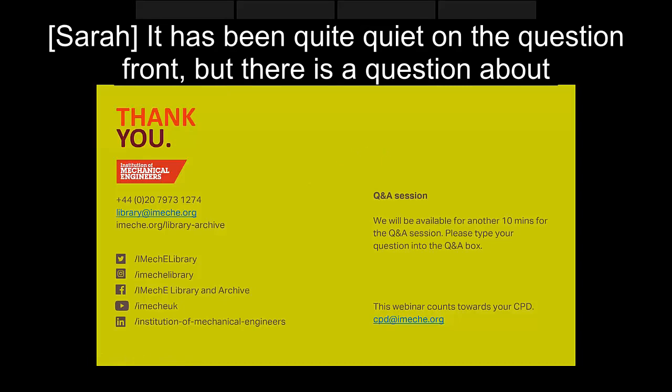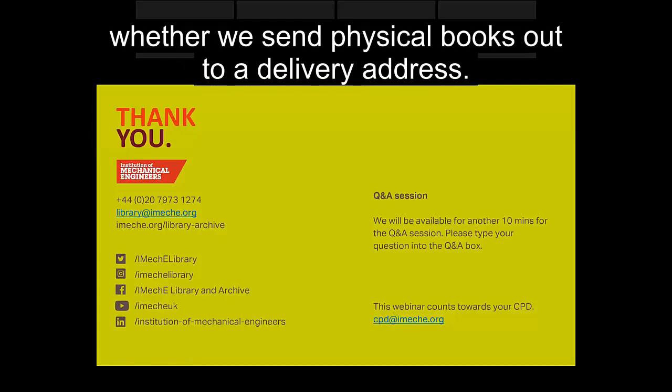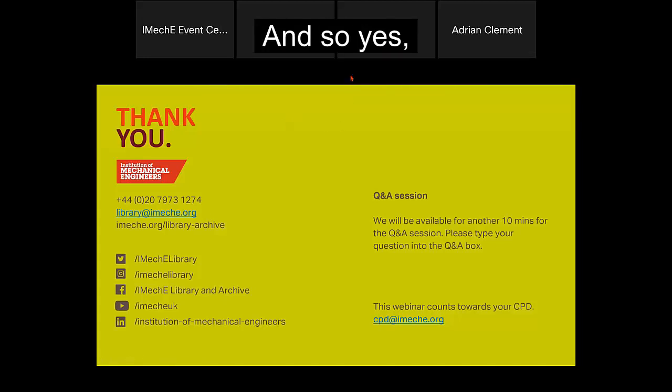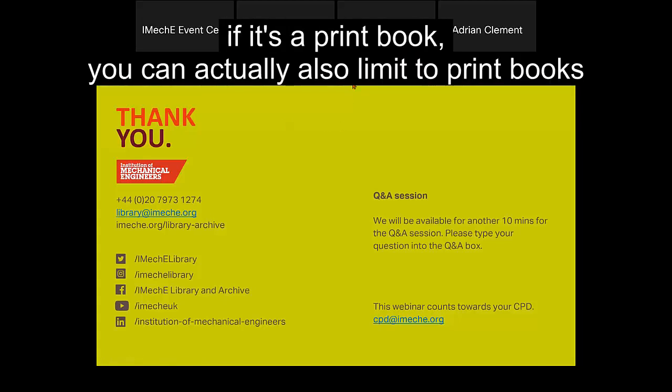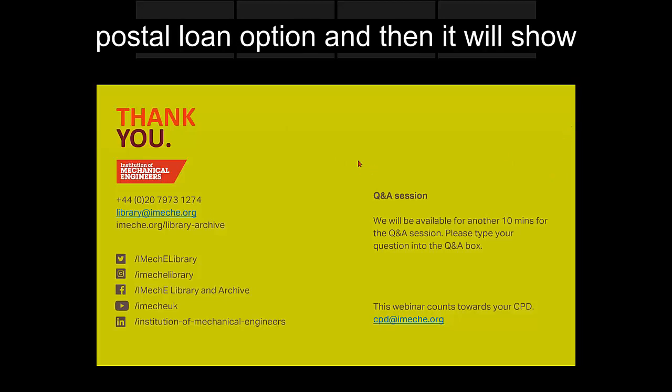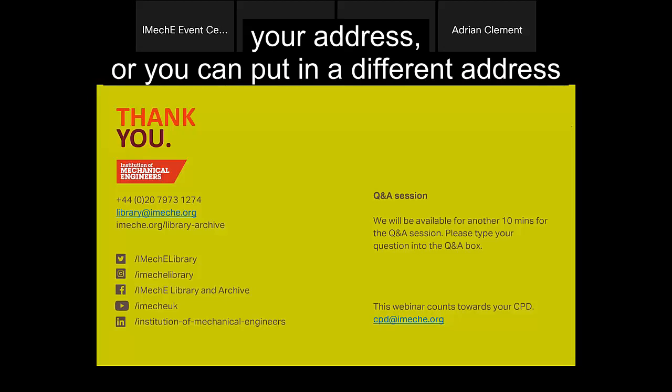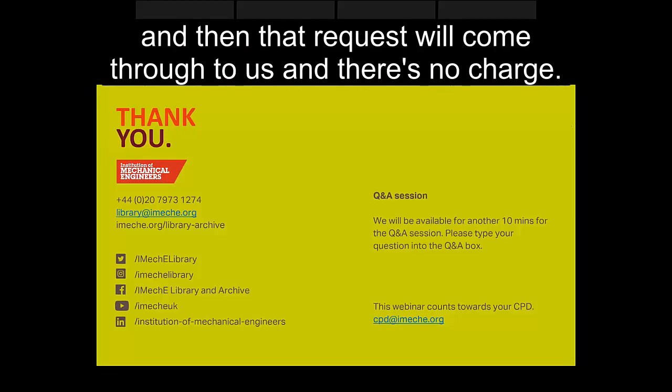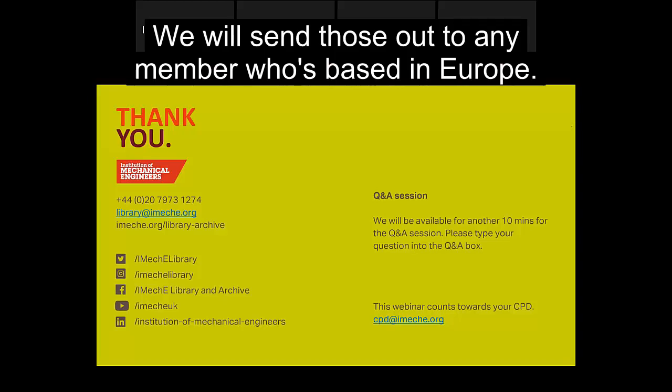It has been quite quiet on the question front, but there is a question about whether we send physical books out to a delivery address. And so yes, you can. If it's a print book, you can limit to print books in the search, and then you can select the postal loan option, and then it will show your address, or you can put in a different address, and that request will come through to us, and there's no charge. We will send those out to any member who's based in Europe.